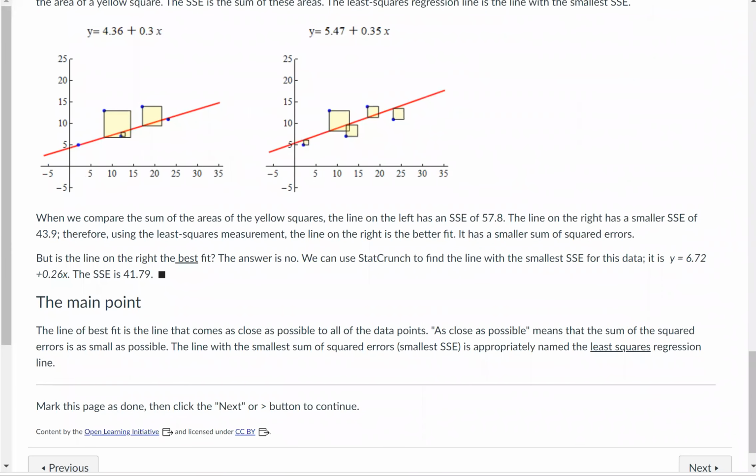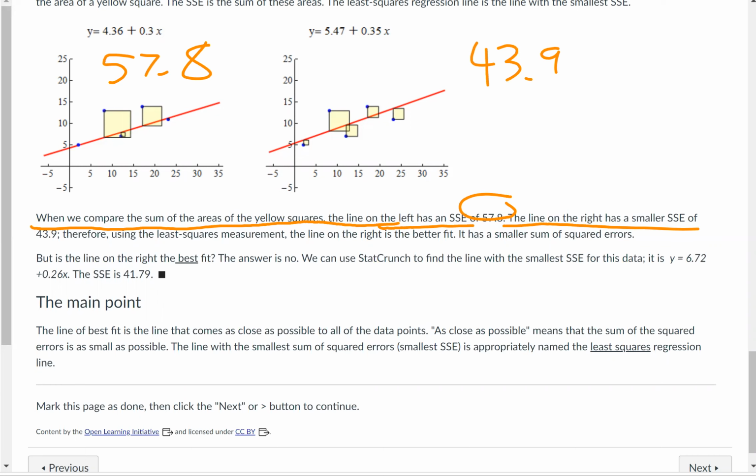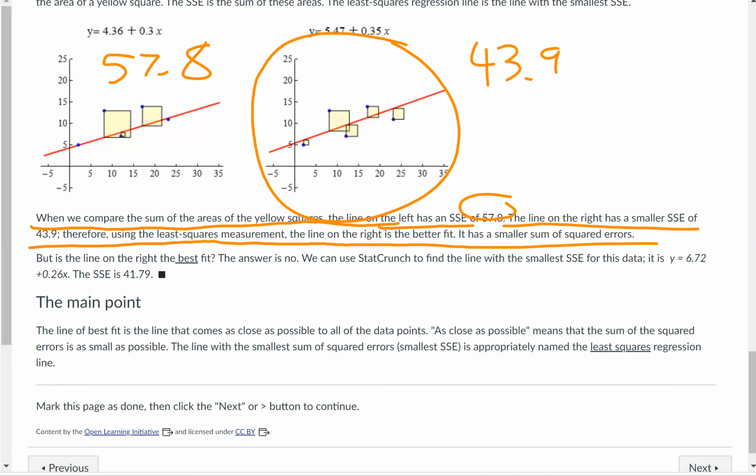Okay. When we compare the sum of the squares of the yellow squares, the line on the left has an SSE of 57.8. The line on the right has a smaller SSE of 43.9. So that means this is a better way to go, where maybe your line isn't super close to any of your points. It might not intersect any of them, but it's not too far from any of the points either. Using the least squares measurement, the line on the right is a better fit. It has a smaller sum of squared errors.